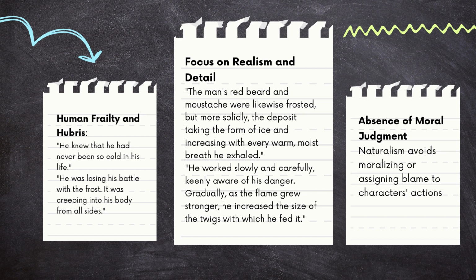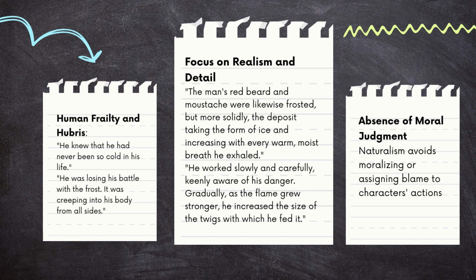He also wrote that he worked slowly and carefully, keenly aware of his danger. Gradually, as the flame grew stronger, he increased the size of the twigs with which he fed it. Detailed description of the man's actions as he tries to start a fire.